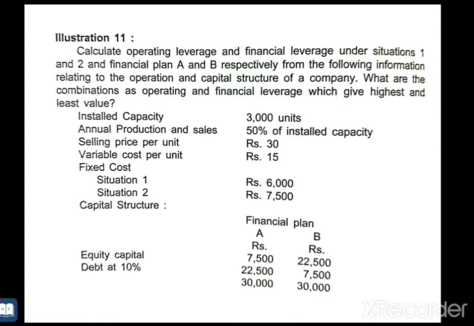Yes, next. So this is homework for you. Same to same, only small changes. The installed capacity changes to 300 units; in the previous problem it is 4,000. The fixed cost also changes a little bit, and equity and debt also change a little bit. But the method is the same. The numerical data will be changed, but the remaining method will remain the same. You have to work this out.